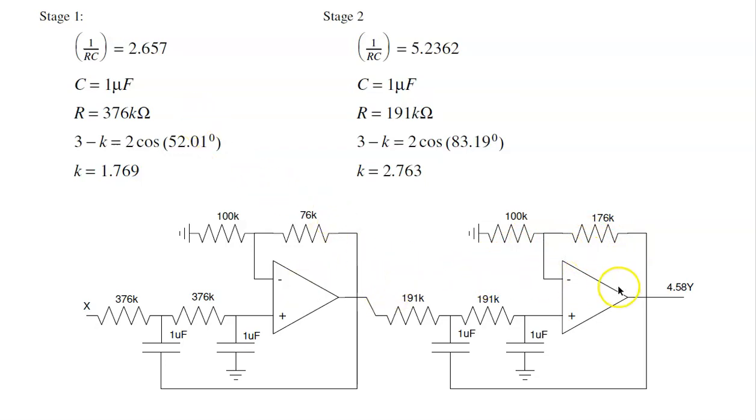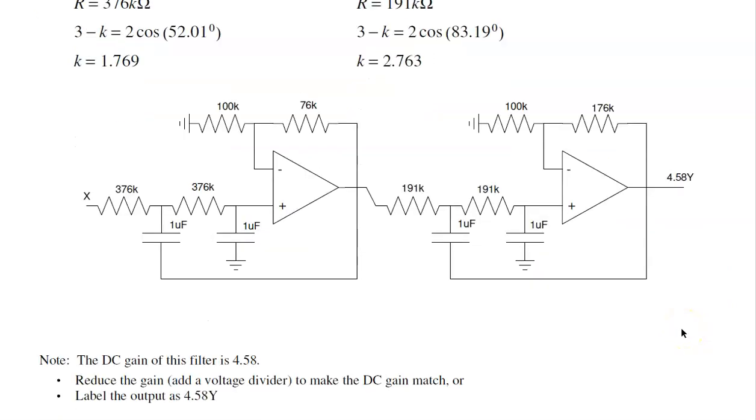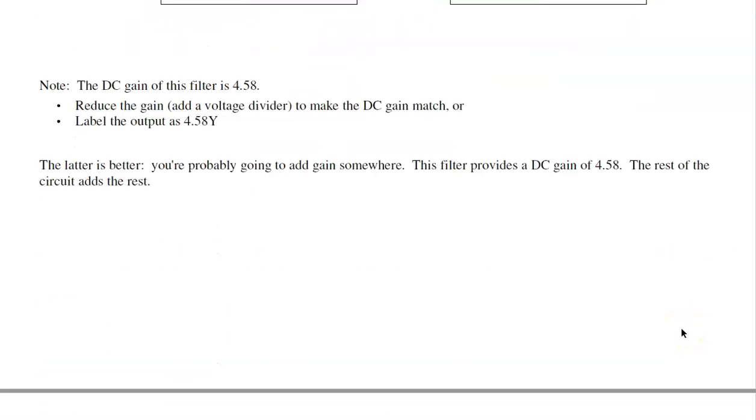Note that the DC gain is wrong. For the filters, this circuit provides a gain of 4.58 instead of a DC gain of 1. The easiest way to handle that is to say the output is 4.58 times Y. Presumably there will be some other stages adding gain to your amplifier. This circuit provides a gain of 4.58. The rest of the gain is added somewhere else. So that's my circuit to implement my filter.